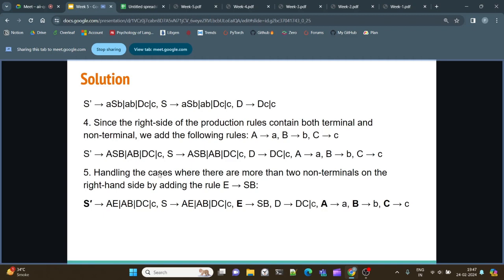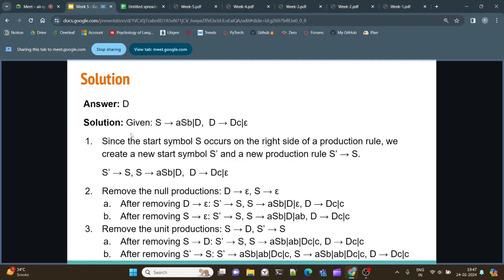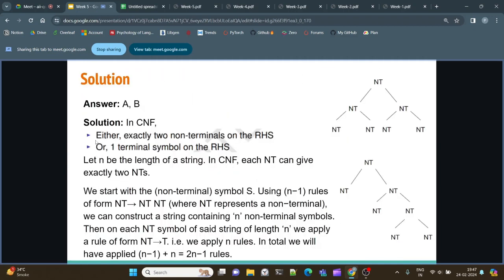The rules for the Chomsky normal form are given in the slide. These two rules that you see: exactly two non-terminals should be on the right hand side, or one terminal symbol should be on the right hand side. I have taken this from the lecture slides itself, so this is mentioned.